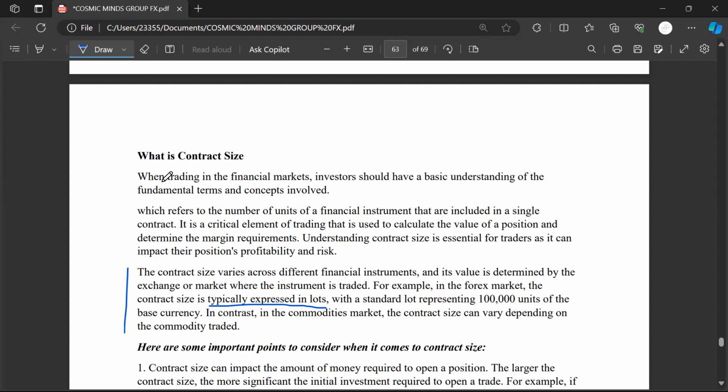In contrast, in the commodities market, the contract size can vary depending on the commodity traded, right? In the financial market, we have a number of different types of markets. We have forex, we have futures, we have options, we have stocks, in fact, stock indexes. So if you don't know, forex is not the only financial market that is traded. We have a number of them, but we are being specific on forex. So I hope you get the picture now.